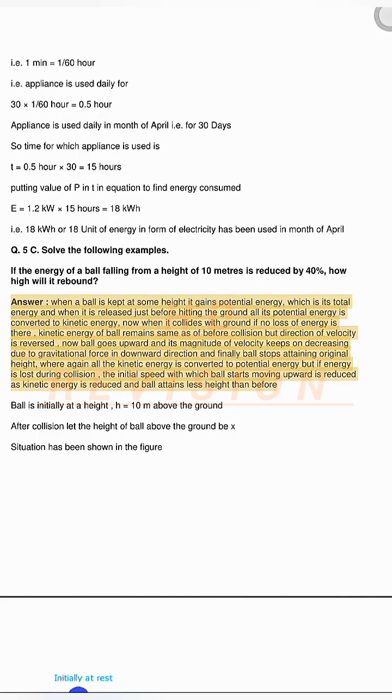Now the ball goes upward and the magnitude of its velocity keeps decreasing due to the gravitational force in the downward direction, and finally the ball stops, attaining its original height, where again all the kinetic energy is converted to potential energy. But if energy is lost during collision, the initial speed with which the ball starts moving upward is reduced as the kinetic energy is reduced, and the ball attains less height than before. The ball is initially at a height h equals 10 meters above the ground. After collision let the height of the ball above the ground be x. The situation has been shown in the figure.